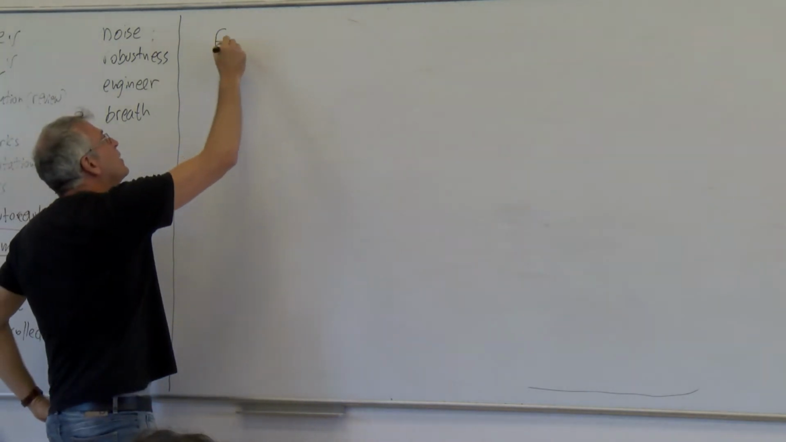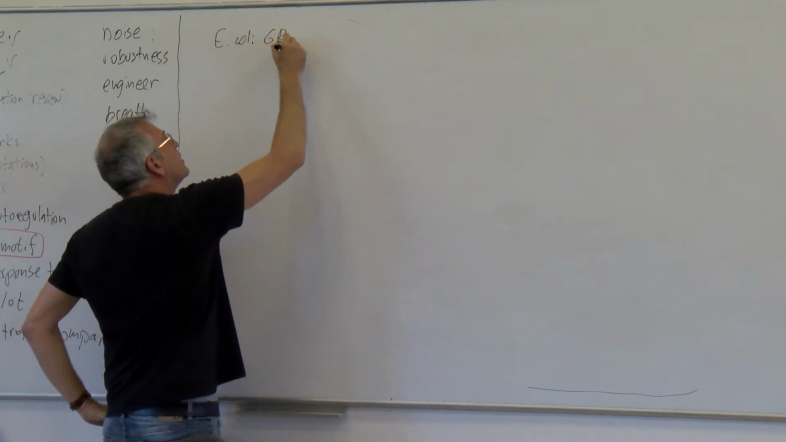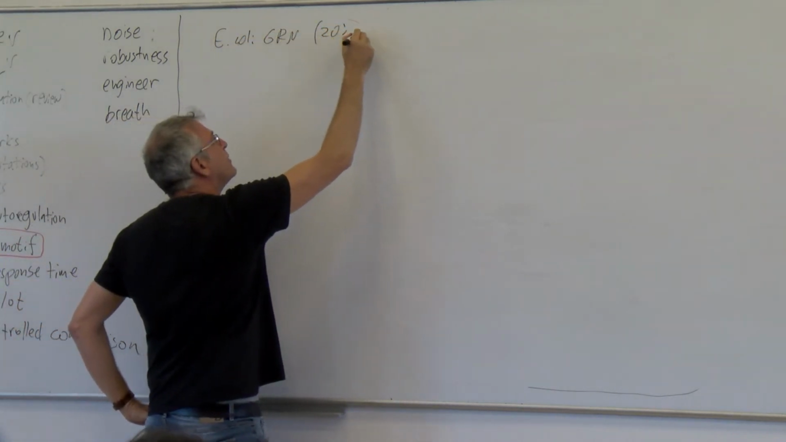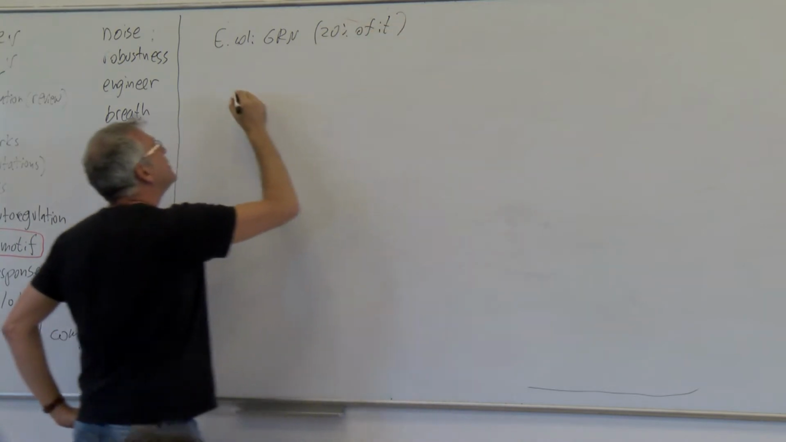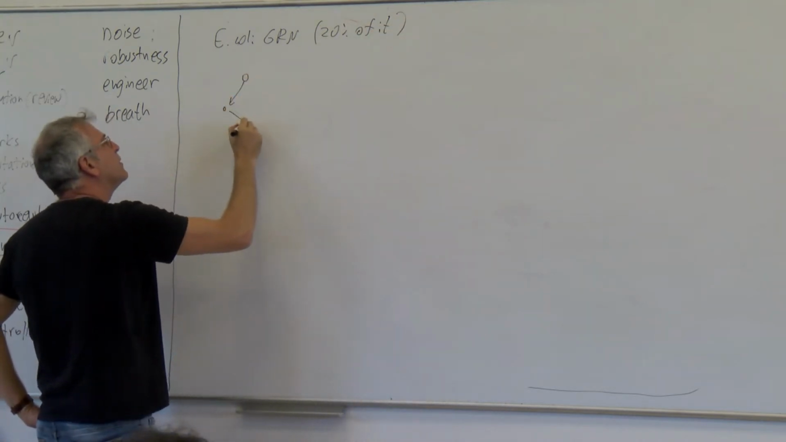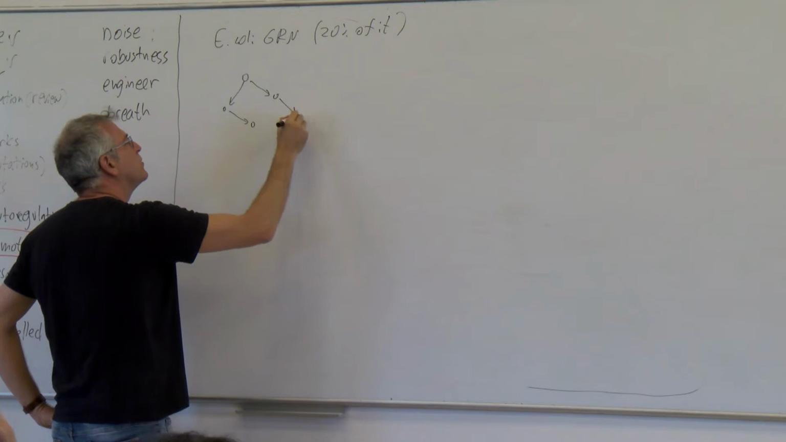So the E. coli gene regulation network, it's about 20% of it. It's very well mapped. So it looks like that. It's a network like this.